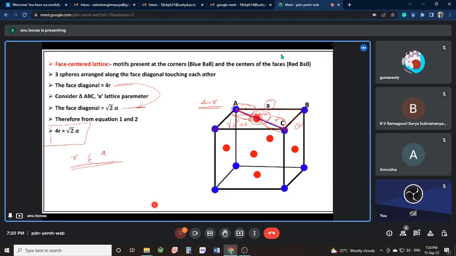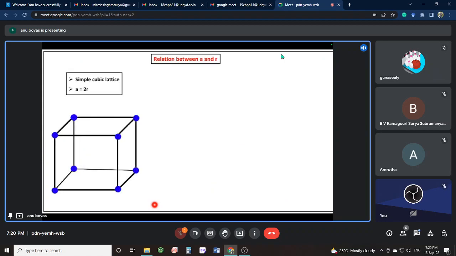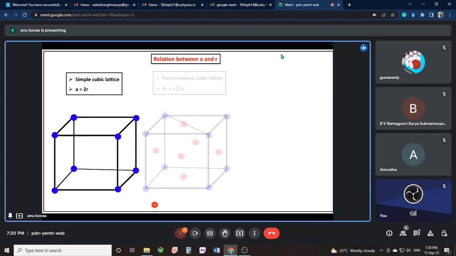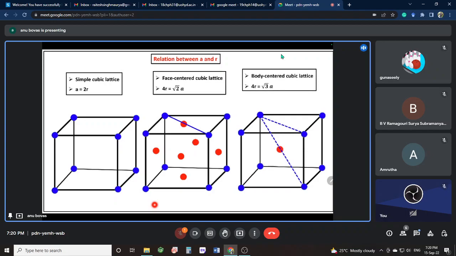With this relation, we can solve the question which has been shown above. The question has been asked only for FCC, but I will explain the relation between a and r for the simple cubic lattice as well, which is very easy. For simple cubic, a equal to 2r. For FCC, 4r is equal to root 2a as we saw earlier, and for the body-centered cubic lattice, 4r will be equal to root 3a. These three relations are important in order to solve any such question that we have discussed.